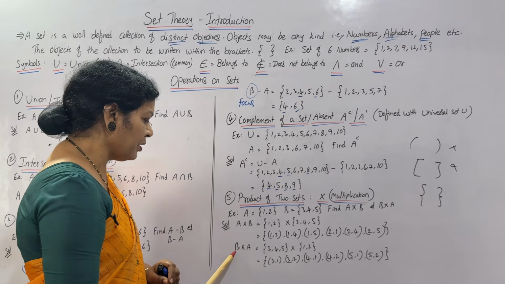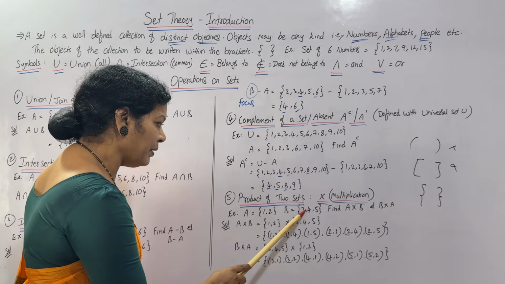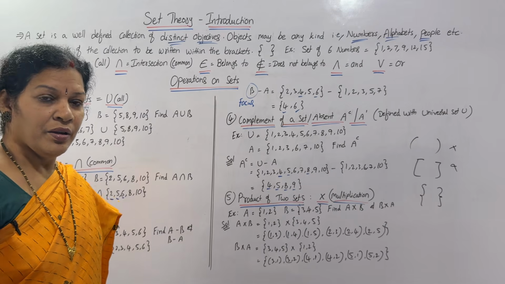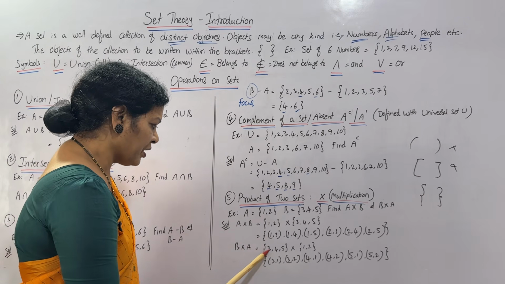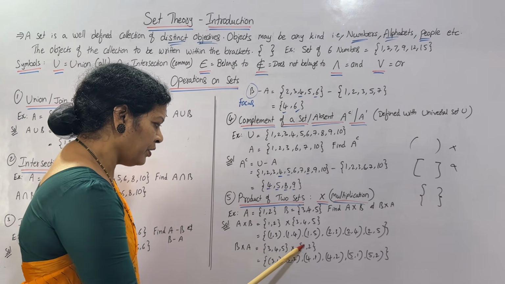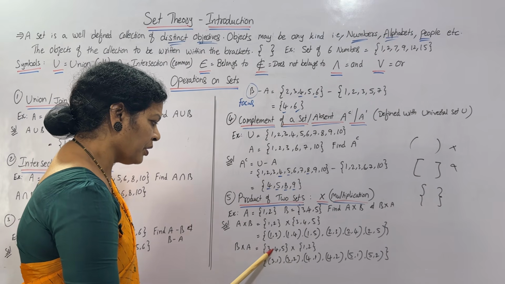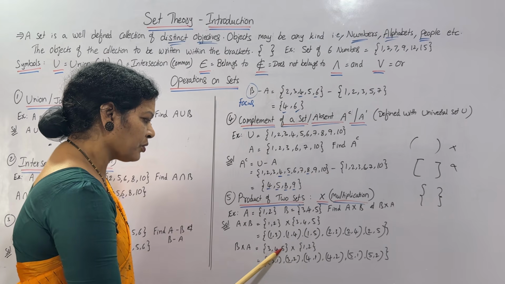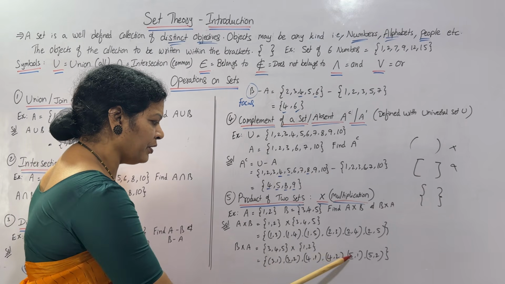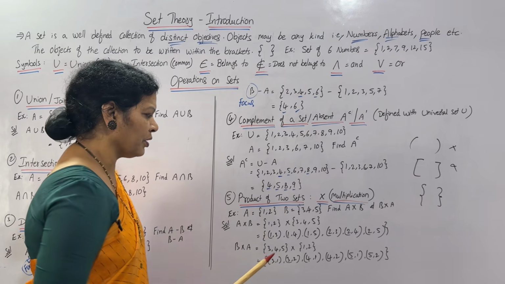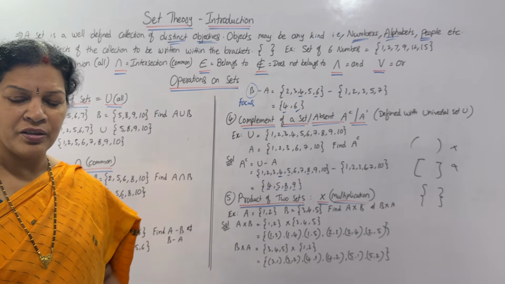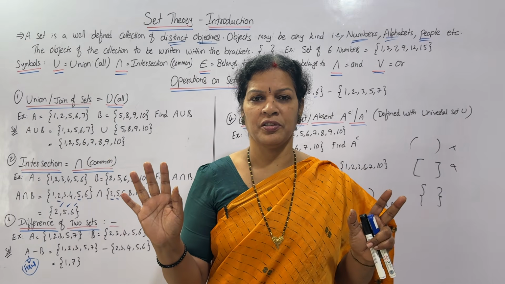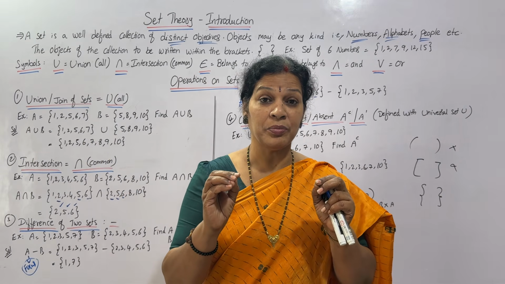Let's focus on B into A. First we write B elements here: 3, 4, 5 into 1, 2. In the same process, first we take 3. 3 into 1. 3 into 2. 3 is over. Next 4: 4 into 1, 4 into 2. Next 5 into 1, 5 into 2. Like this. This is multiplication. Set theory, importantly, if you understand these concepts, you can work out problems.